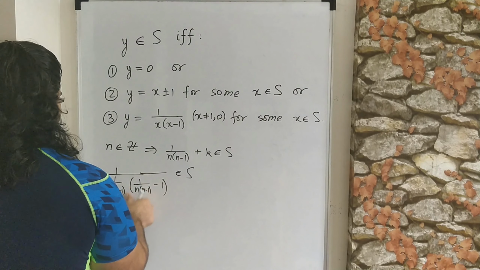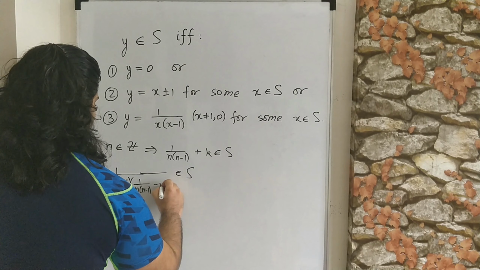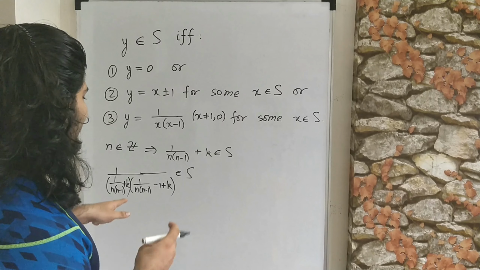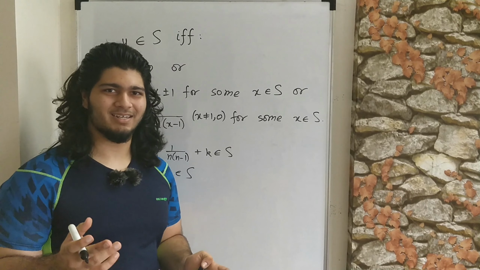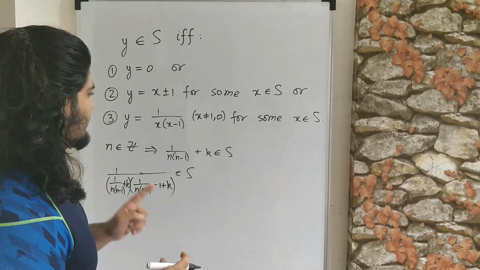So you might think that okay, we can add plus k over here and minus 1 plus k over here as well. But then you will plug this in again into this formula, and obviously you can tell that it's going to get really complicated. So this is not the way to go.